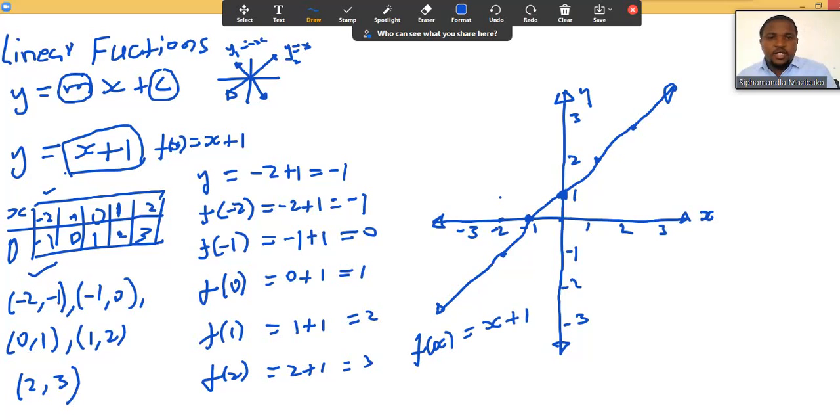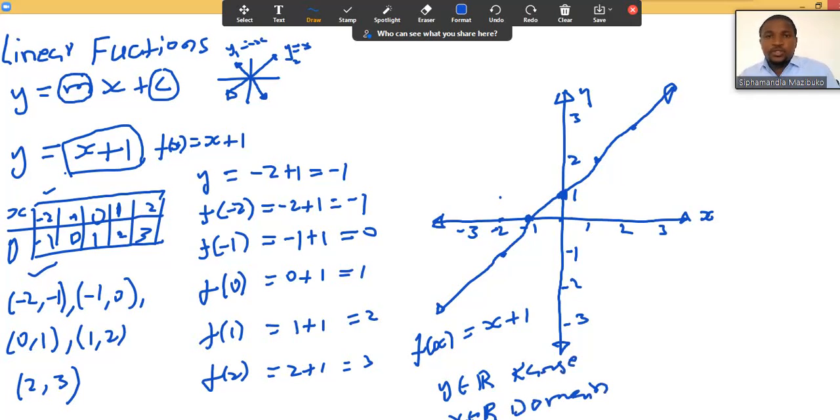The domain and range will remain the same. There are no constraints. The graph is still defined for y as an element of real numbers and x for all real numbers. This is our range, and this is our domain.